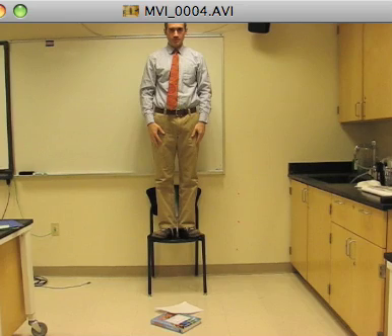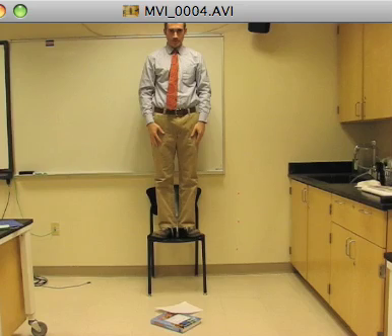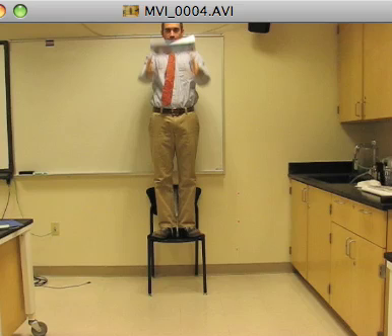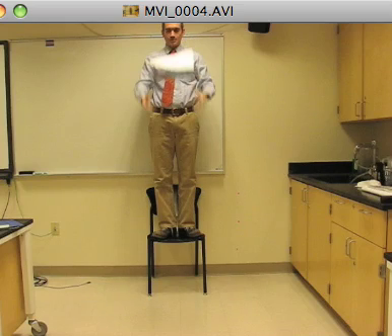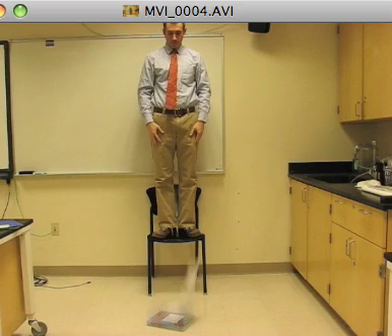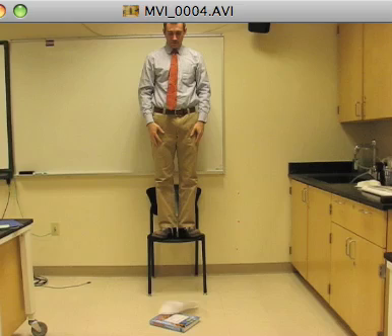Well, it's quite a different result, and if we go back and watch in slow motion, we can see that they accelerate at the same rate. As the book falls, the paper falls with it, so as soon as the book hits the floor, the paper is right there hitting the floor as well.